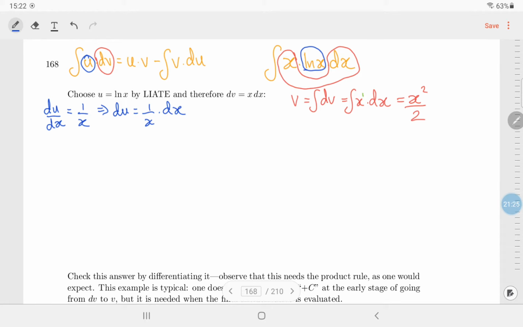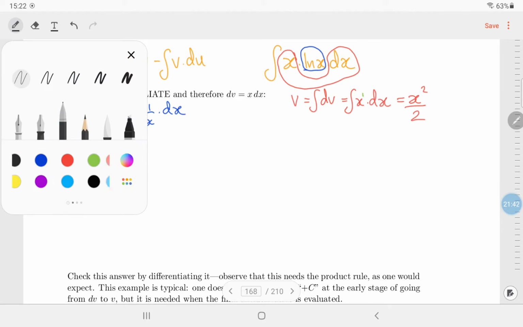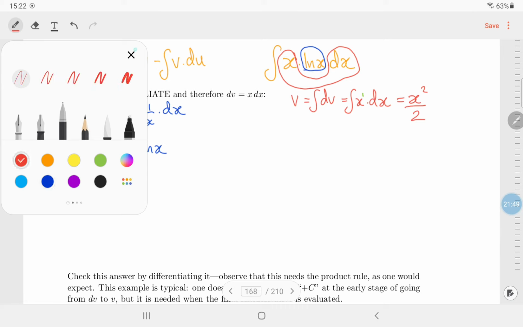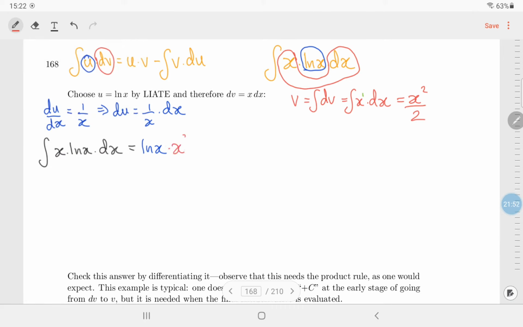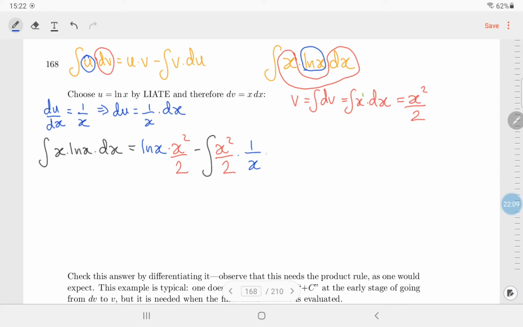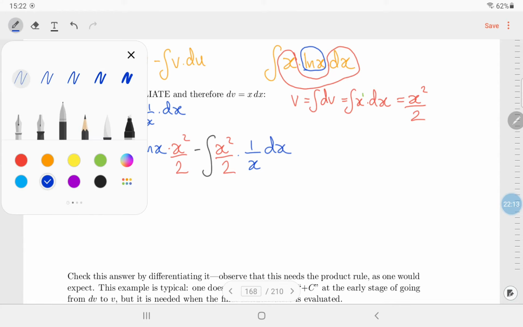Okay, so now we're ready to put everything back together. So, integral x log x dx, using the orange formula in the top left-hand corner, is equal to u, which is log of x, times v, which is x squared over 2, minus integral v, which we calculated was x squared over 2, times du, which we calculated was 1 over x dx. Okay, so now we have another antiderivative to do.